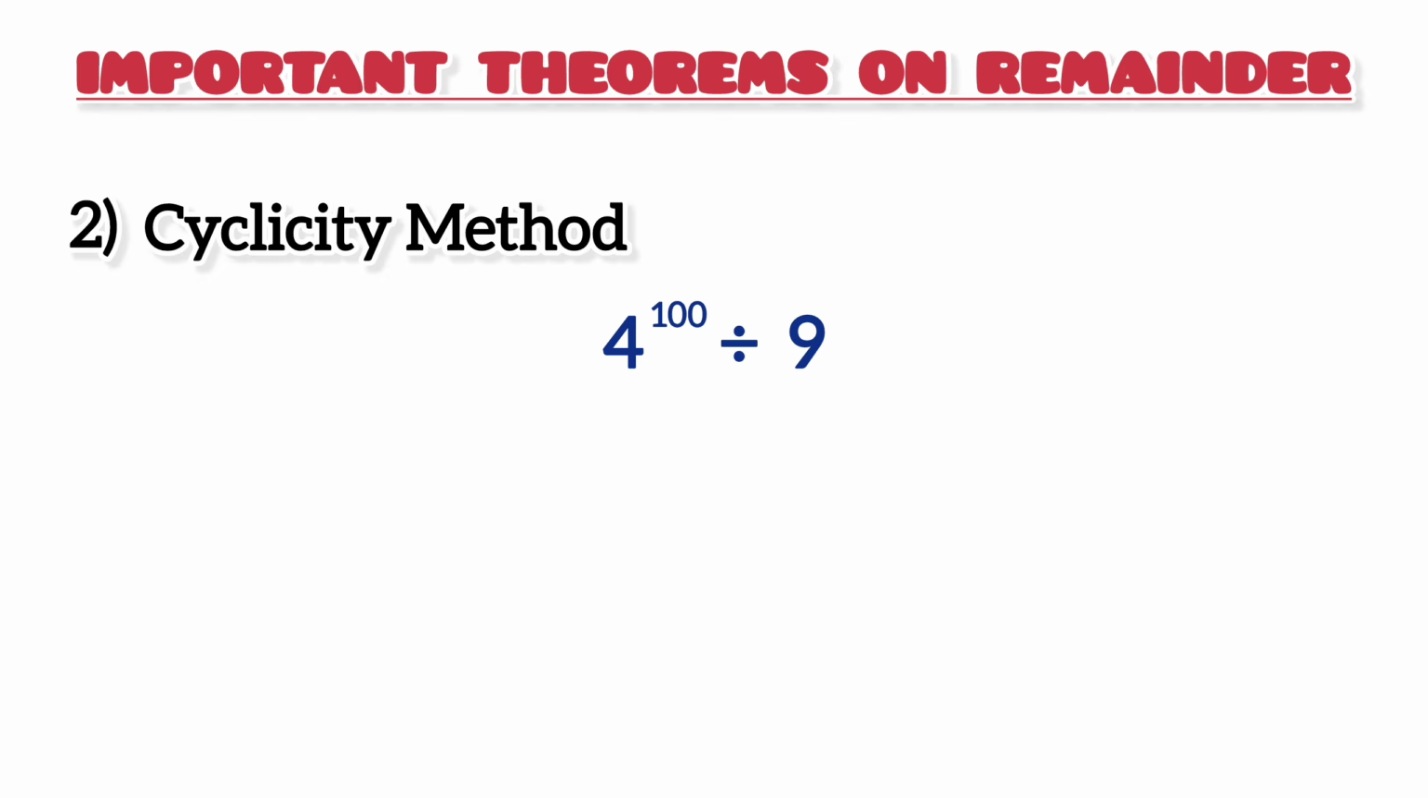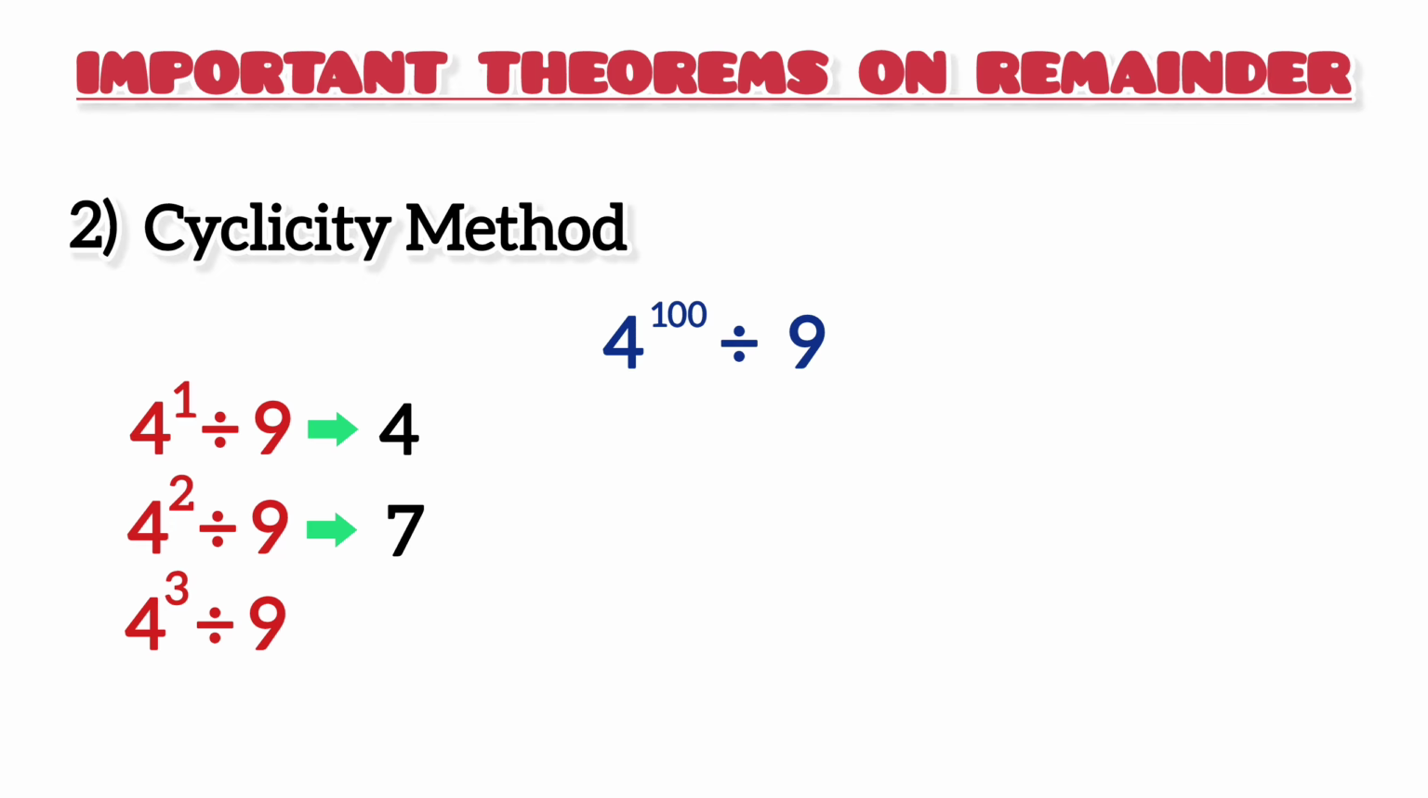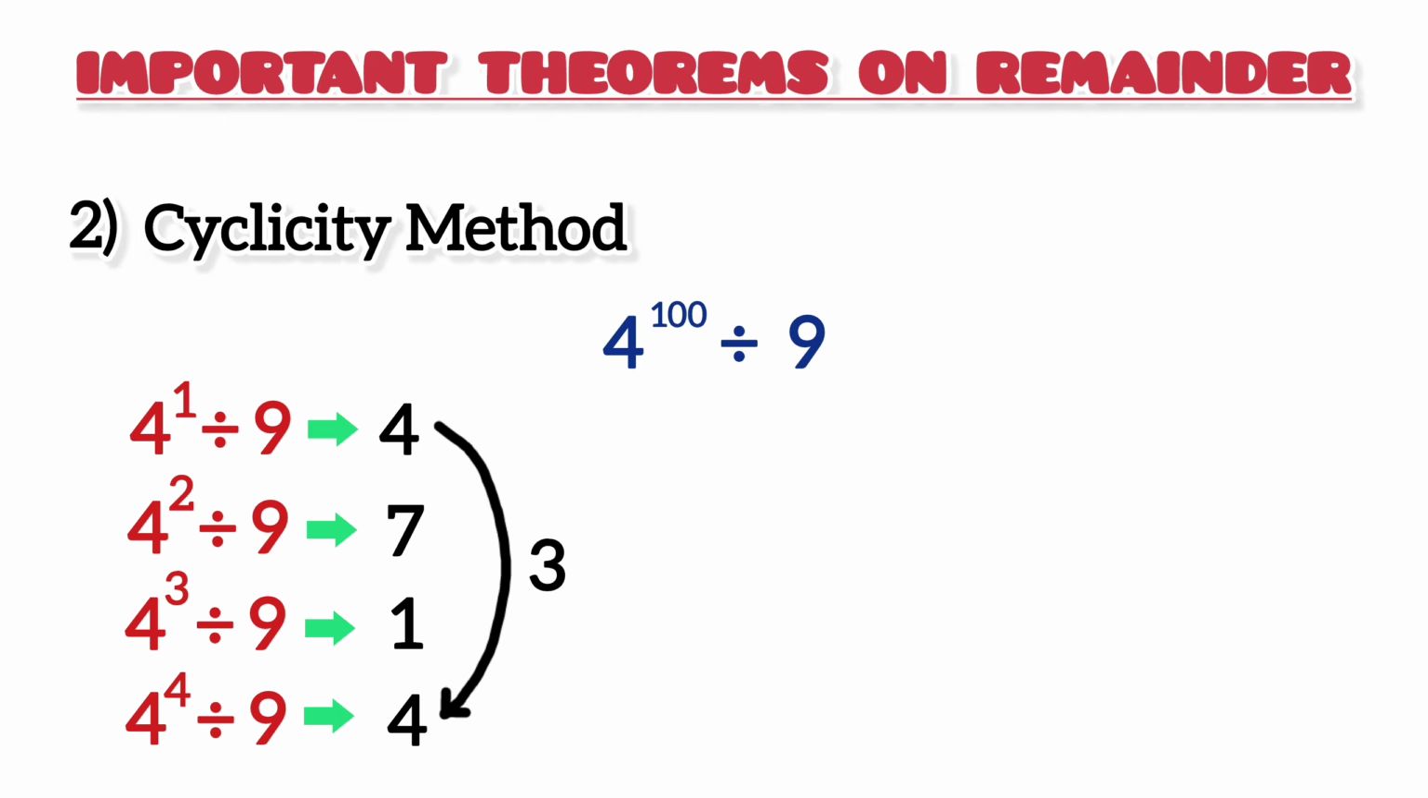4 raised to the power 100 when divided by 9. Check for 4 raised to the power 1 when divided by 9. Remainder is 4. 4 square, 16, divided by 9, remainder 7. 4 cube, 64, divided by 9, remainder 1. 4 raised to the power 4, 256, divided by 9, remainder 4. As you can see, the cycle repeats after every 3 terms. So the cycle length becomes 3.